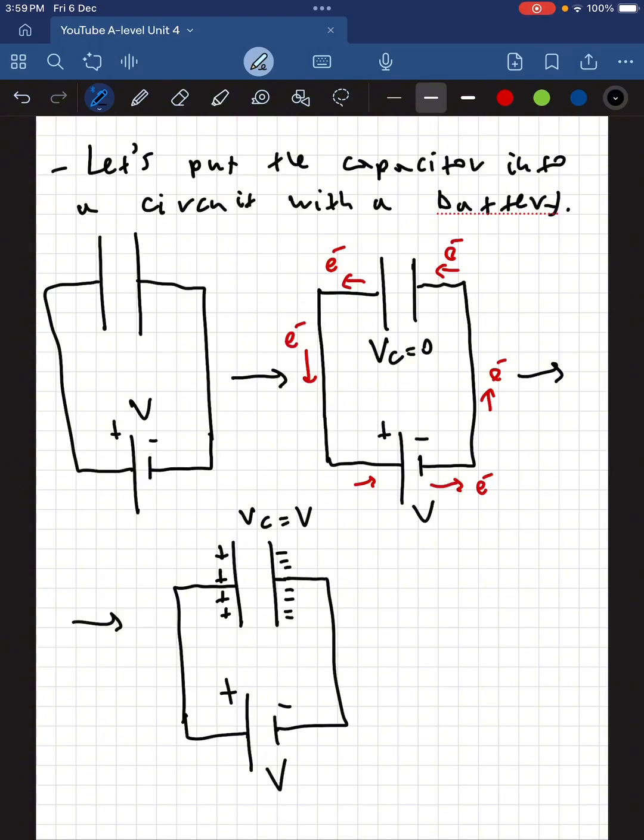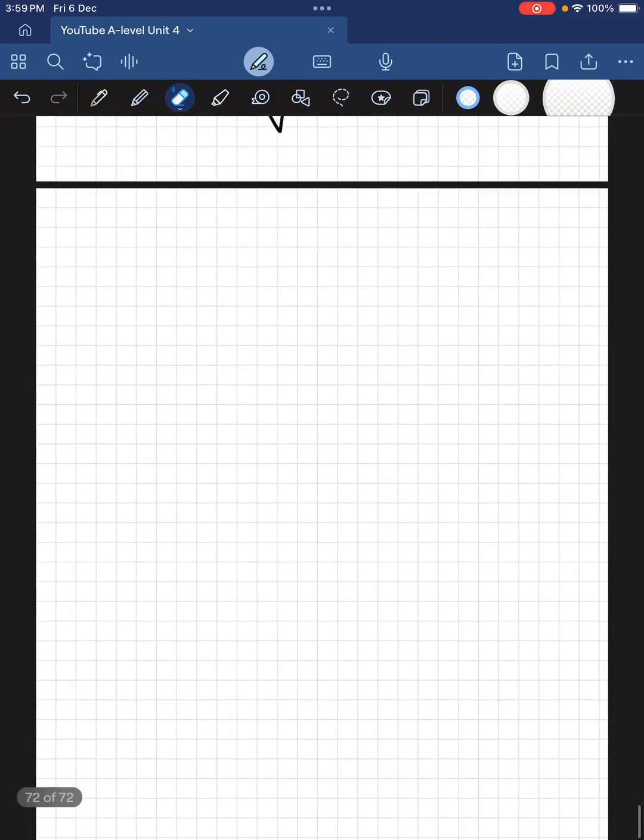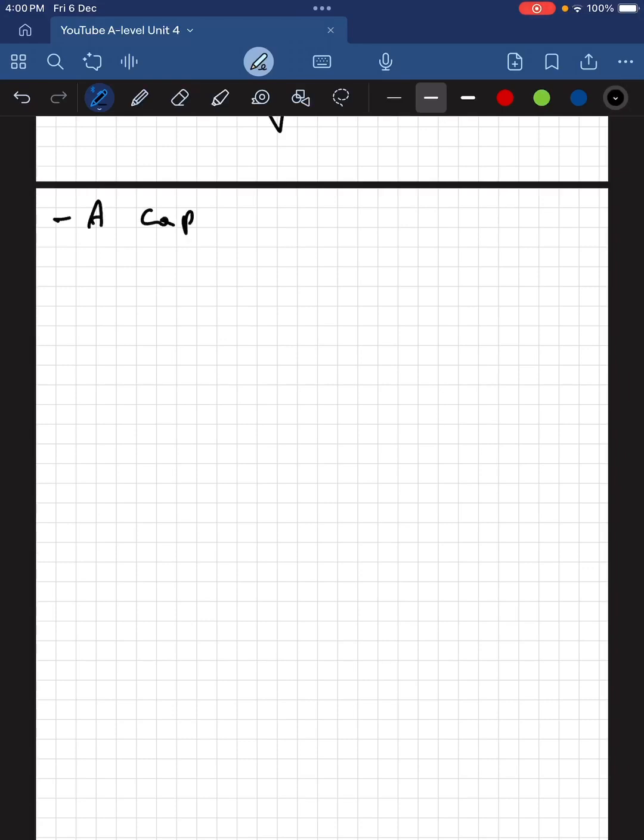So this is the final state of the capacitor. So this is now a charged capacitor, as we say. So what is a capacitor really? A capacitor is a device that stores charge.